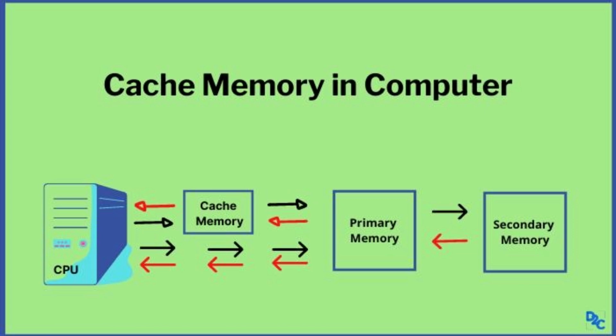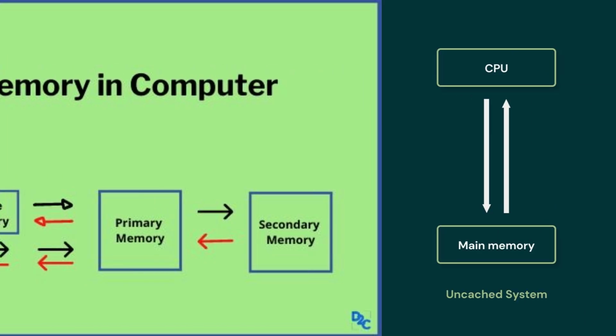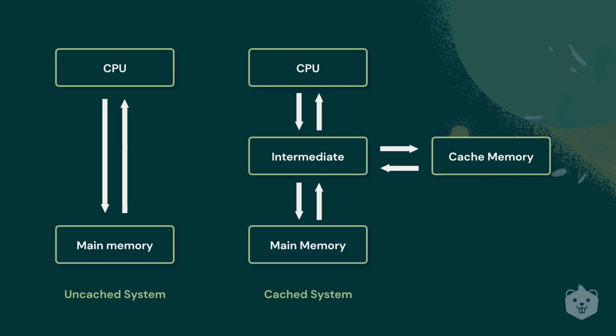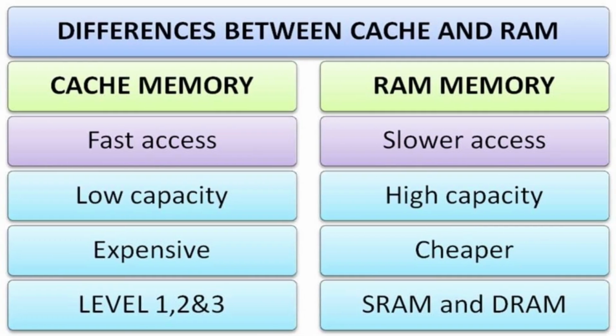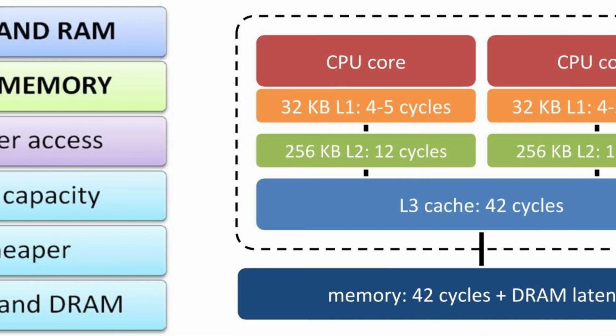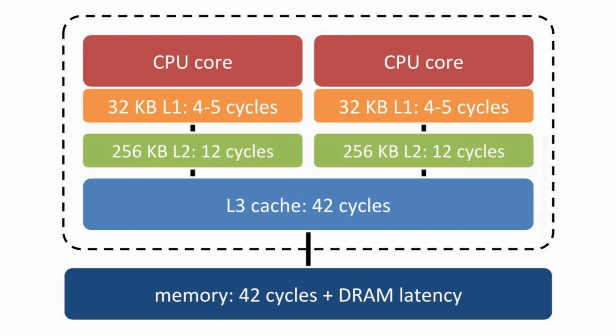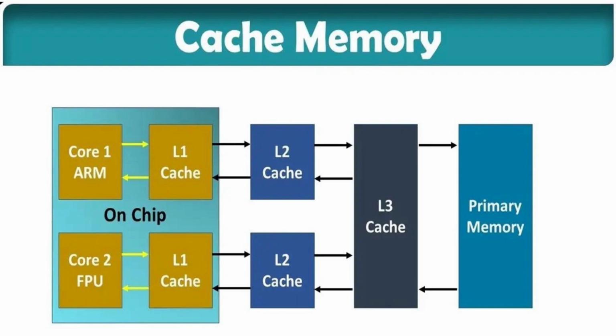Cache memory is a small, high-speed memory located very close to the CPU. Its main purpose is to store frequently used data and instructions so the CPU can access them quickly. Now you might wonder, why do we need cache memory? The answer is speed. Even though RAM is fast, it is still slower compared to the CPU. So if the CPU had to access RAM every time, it would slow down performance.